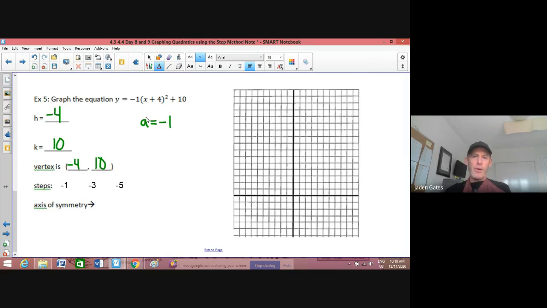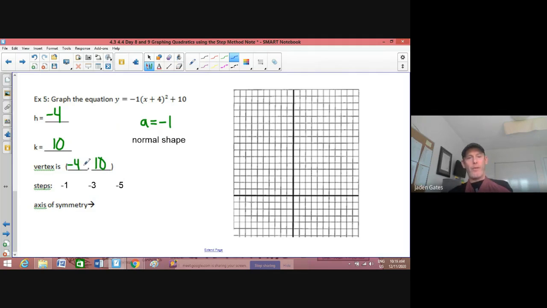Now, here's something about this parabola. Number 1, if I look at the number, not the sign, just the number, it is 1. It is going to have a normal shape because it's neither greater than 1 or less than 1 in terms of just the number. But look at the sign. It's negative. It made our steps negative. So what's going to happen? When we do our step method, we're going to go down instead of up.